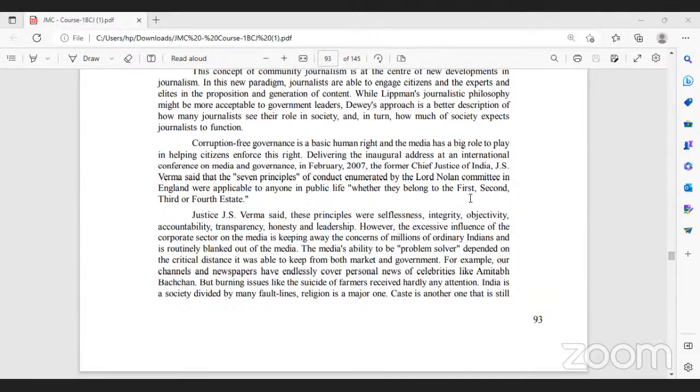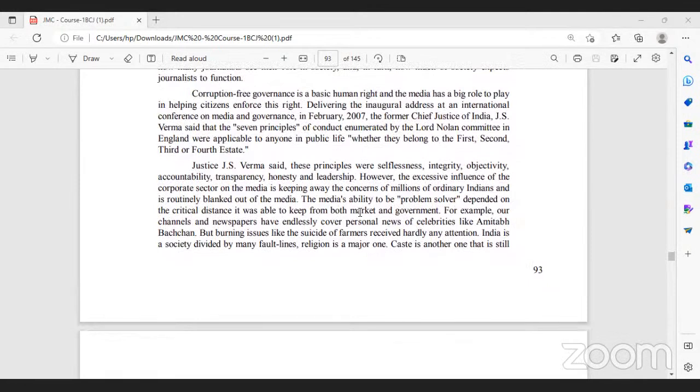So there are certain principles that have to be followed. It is not just the media that has to follow them, but also the other pillars of democracy, that is the legislature, judiciary and executive, along with the media. What are those seven principles? Selflessness, integrity, objectivity, accountability, transparency, honesty and leadership.